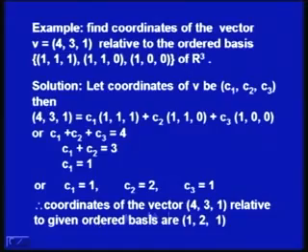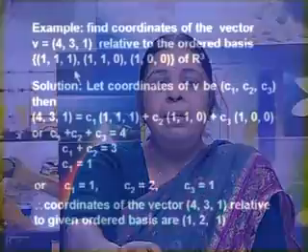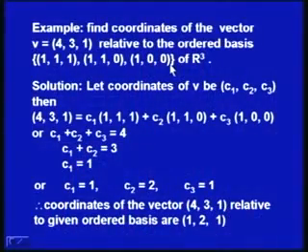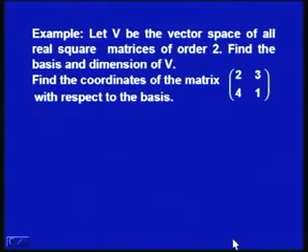Now, the coordinates of this vector (4,3,1) actually are given in the natural basis or standard basis. So, a vector space R3 can have a number of bases. This is another basis for the vector space R3. And the next example we have taken from matrices.